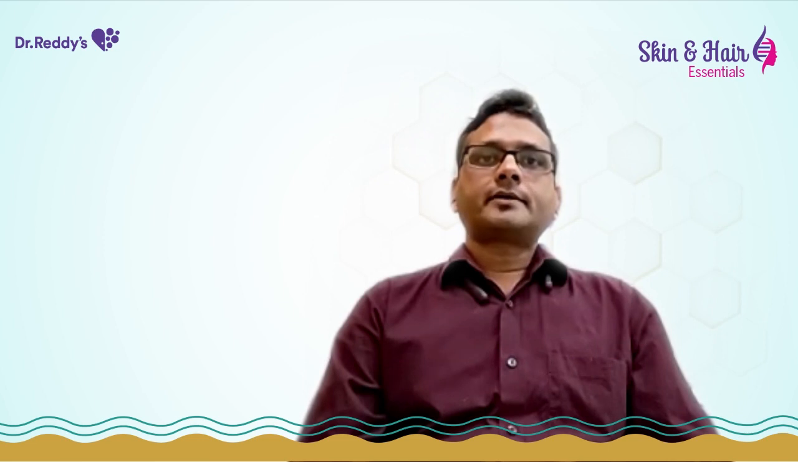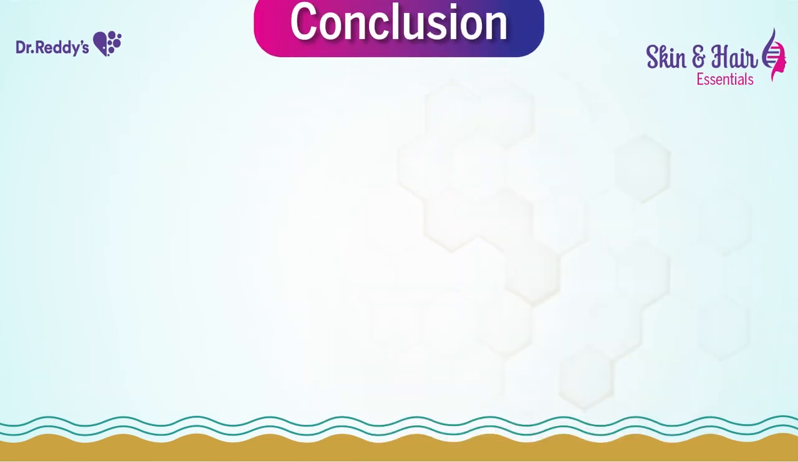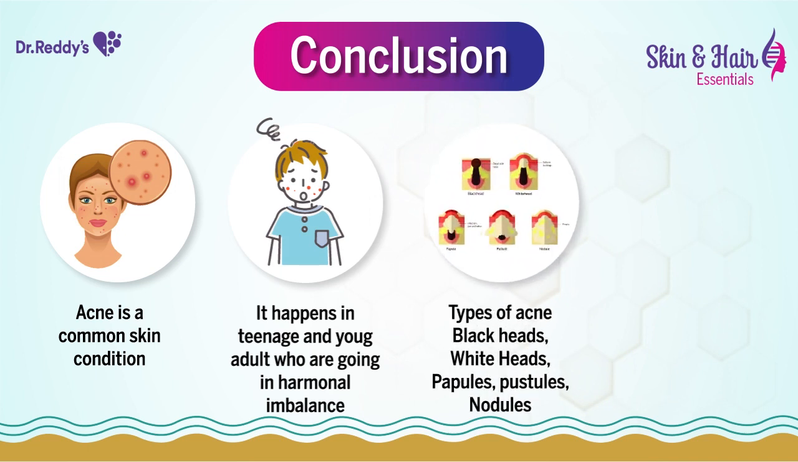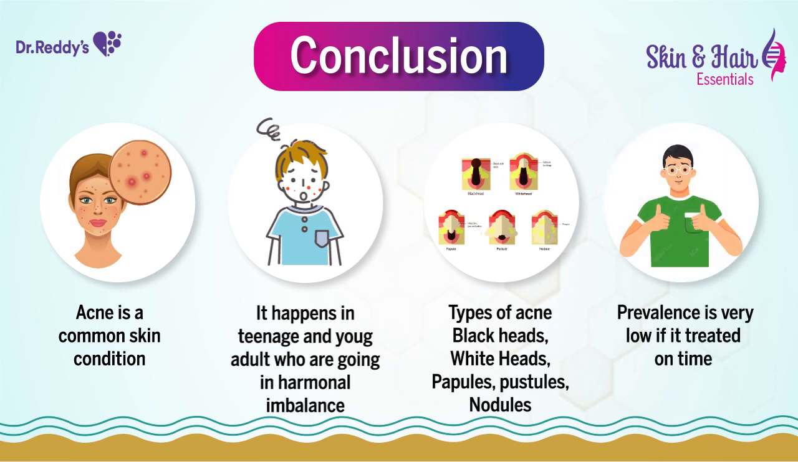So if we try to conclude, acne is a common skin problem that happens in teenagers and young adults, mostly who are undergoing hormonal changes. There are different forms of acne, which range from blackhead to whitehead. It could be papule, it could be pustule, it could be nodule, or it could be even fungal acne. Both conditions are treated very well with topical as well as systemic medications, and even the complications, if treated well on time, the chances or the prevalence is very low.